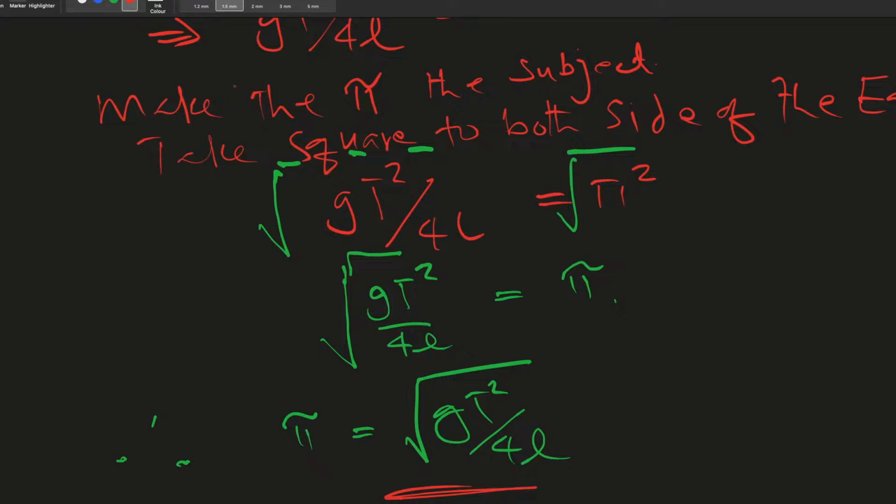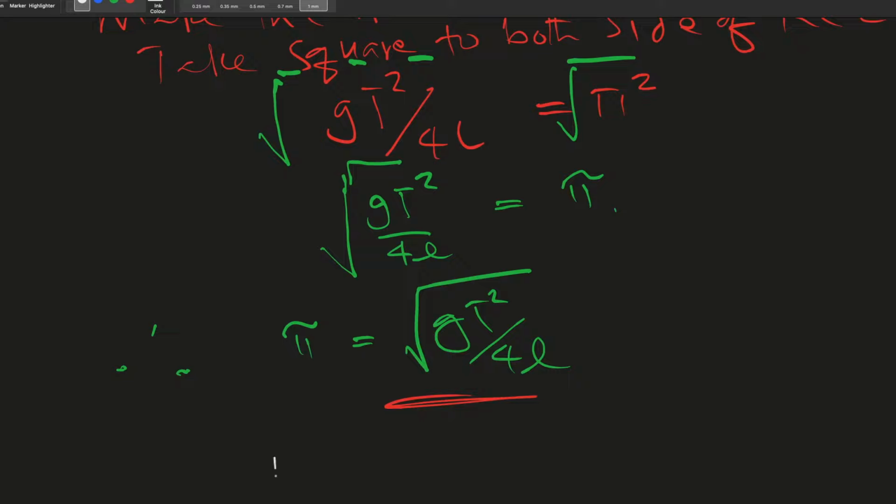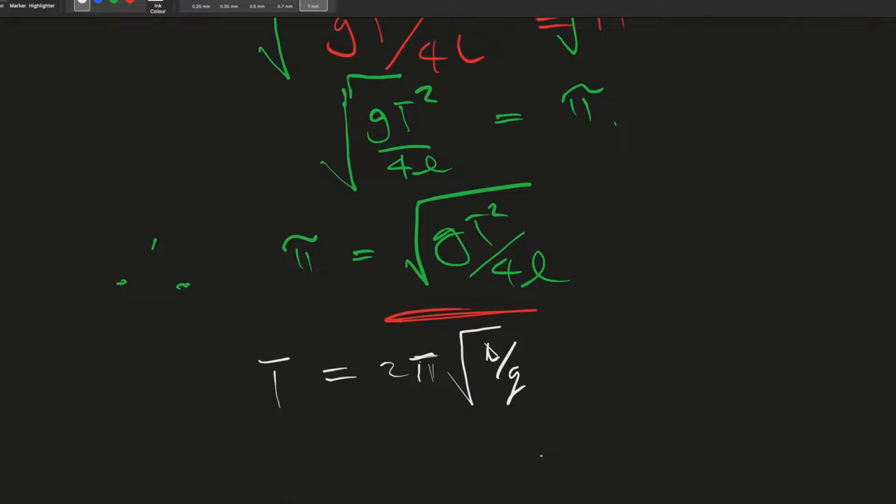Yes, that's beautiful. But this question can be asked in a different form, because we know that the question itself says T is equal to 2 pi square root of L over G. Okay, so 2 pi square root of L over G. Well, the beautiful thing is this time around we made pi the subject, but we can also be asked, okay, we can be asked to make L the subject.